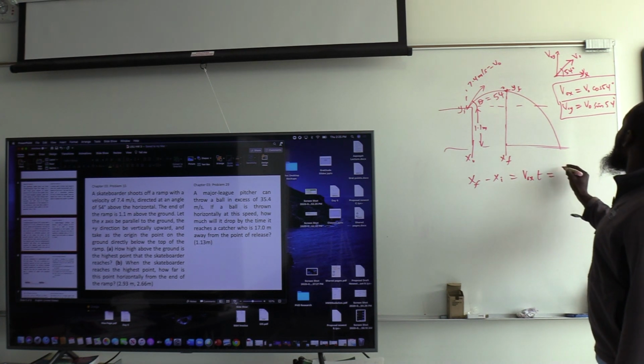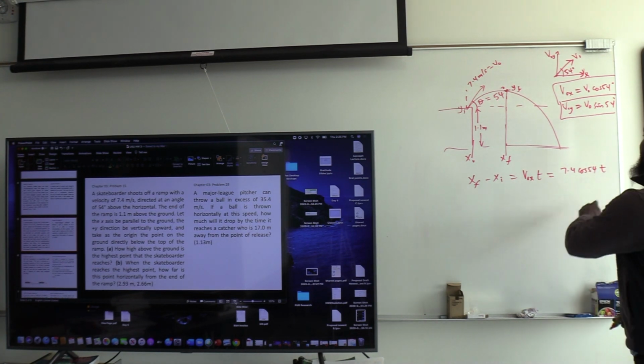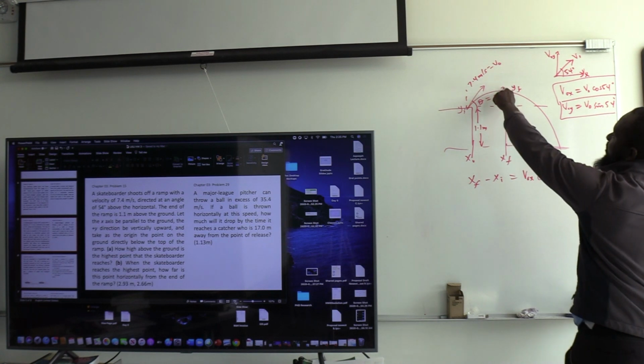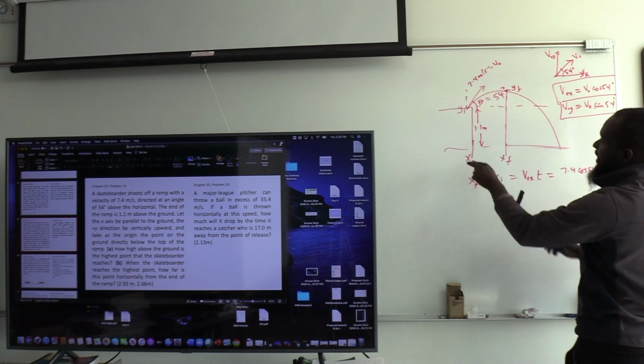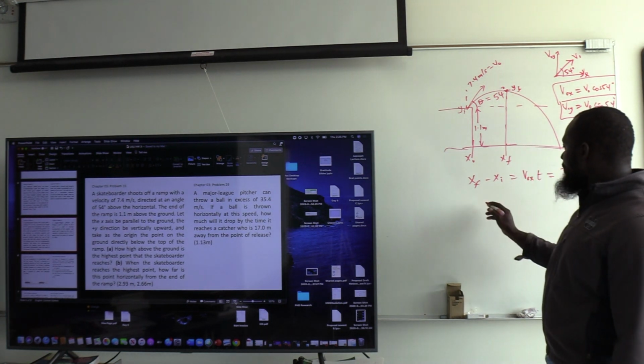So it is 7.4 cosine 54 times t. So we need the time taken for this guy to reach up here. Once we get that time, it's the same time taken along the x here to here. So how do I get that? So I go back to my y equation.